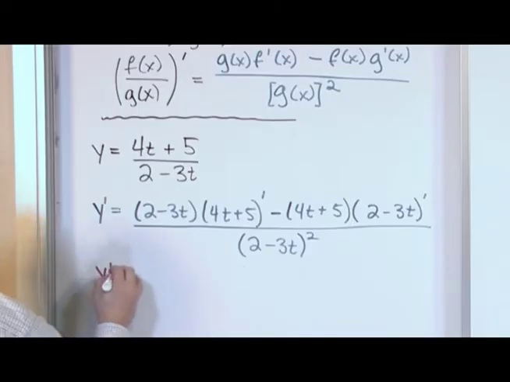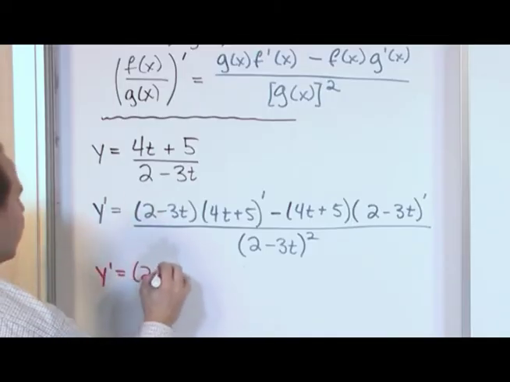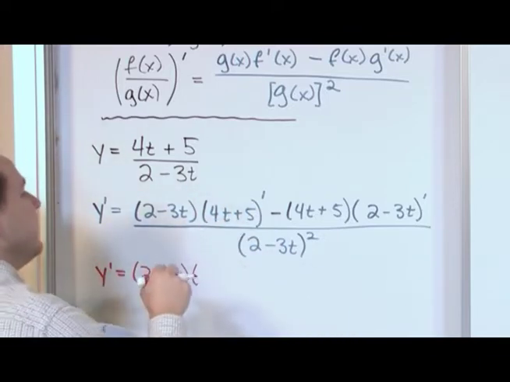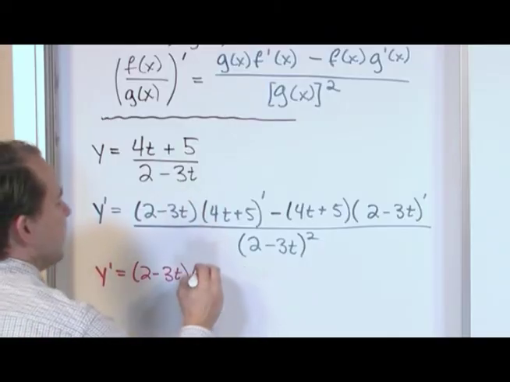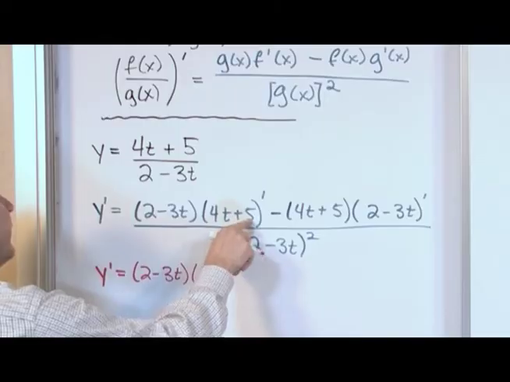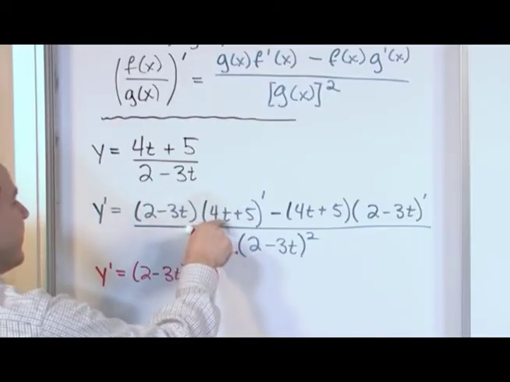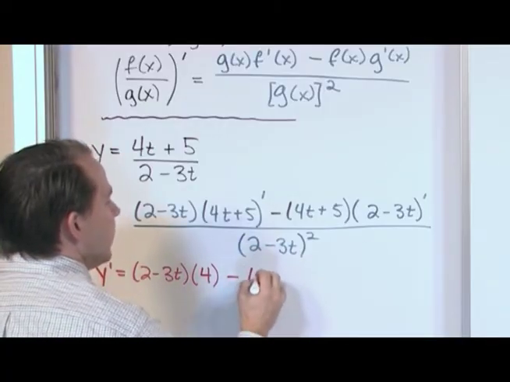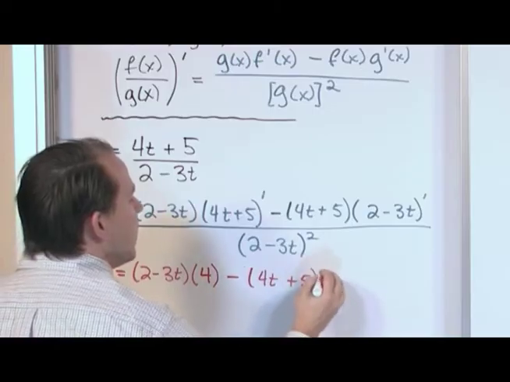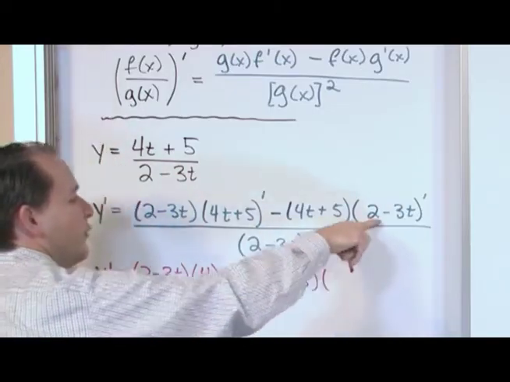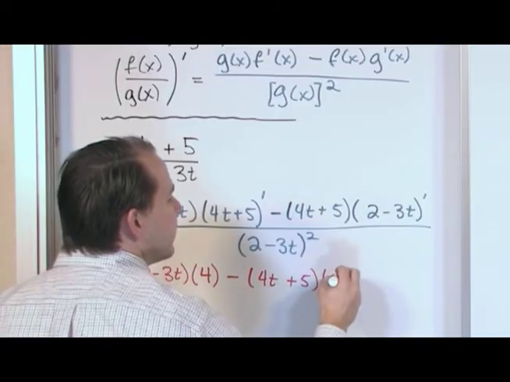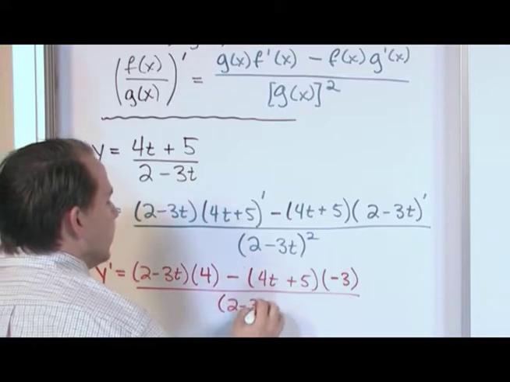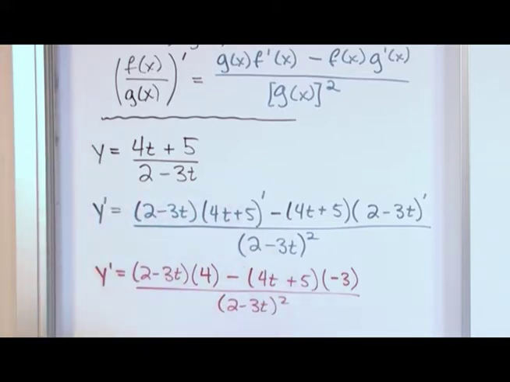So we'll say y prime is equal to, we'll just carry this through, 2 minus 3t times, what is the derivative of this guy right here, 4t plus 5? Well, from our previous lessons, you should be able to convince yourself the derivative is simply 4. The derivative of this constant is 0, and the derivative of the guy in front of the t here is just the 4. We'll have the minus sign, then we have to rewrite this again, 4t plus 5. And then the derivative of this guy is the same sort of thing. The derivative of this is 0, the derivative of this term is negative 3. So we'll do that there. We'll draw a division bar, and we'll have 2 minus 3t squared.